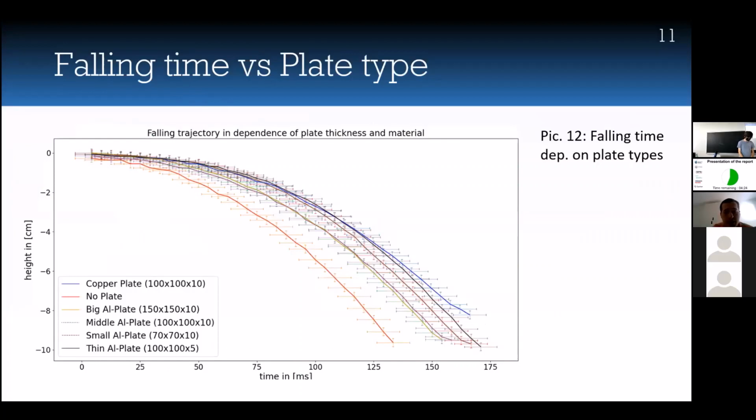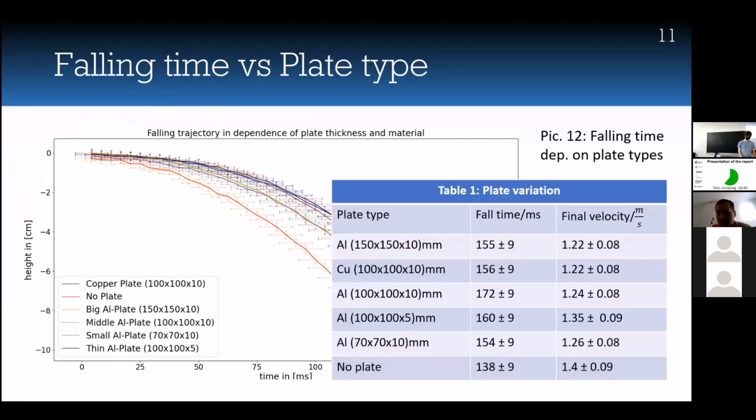So here you can see the falling time, or the trajectory against the time, with different setups. And the orange one is the one without a plate at all. So you can definitely see that the presence of a plate does make a difference. However, due to such big errors, given the setup I had, the influence of each and every plate is practically indistinguishable from one another.